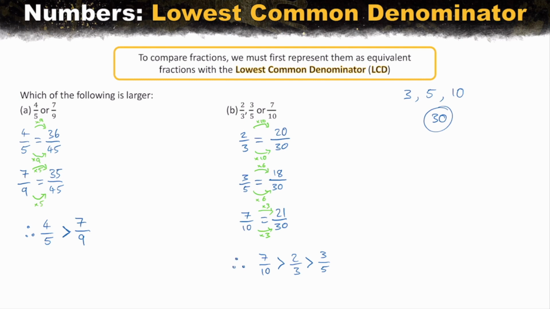So I know this is touching upon what we went through in equivalent fractions, but finding the lowest common denominator between fractions and being able to convert to that lowest common denominator is just a really important skill that we're going to be doing when we need to compare things.